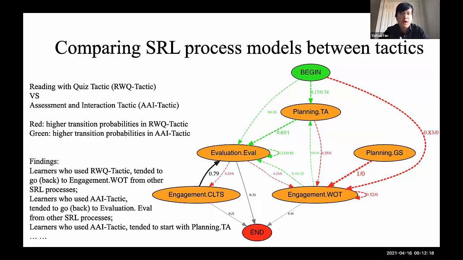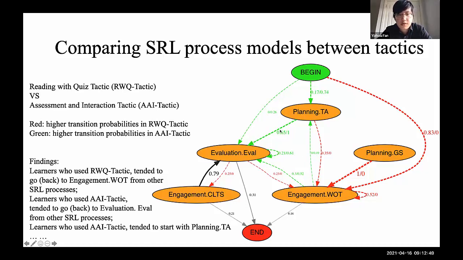We can also compare different SR process models between tactics. For example, here, if we compare the first tactic, which is reading with quiz tactic, and the assessment and interaction tactic, the red edges indicate transitions with higher transition probabilities in the first tactic, and the green edges indicate higher transition probabilities in the second tactic.